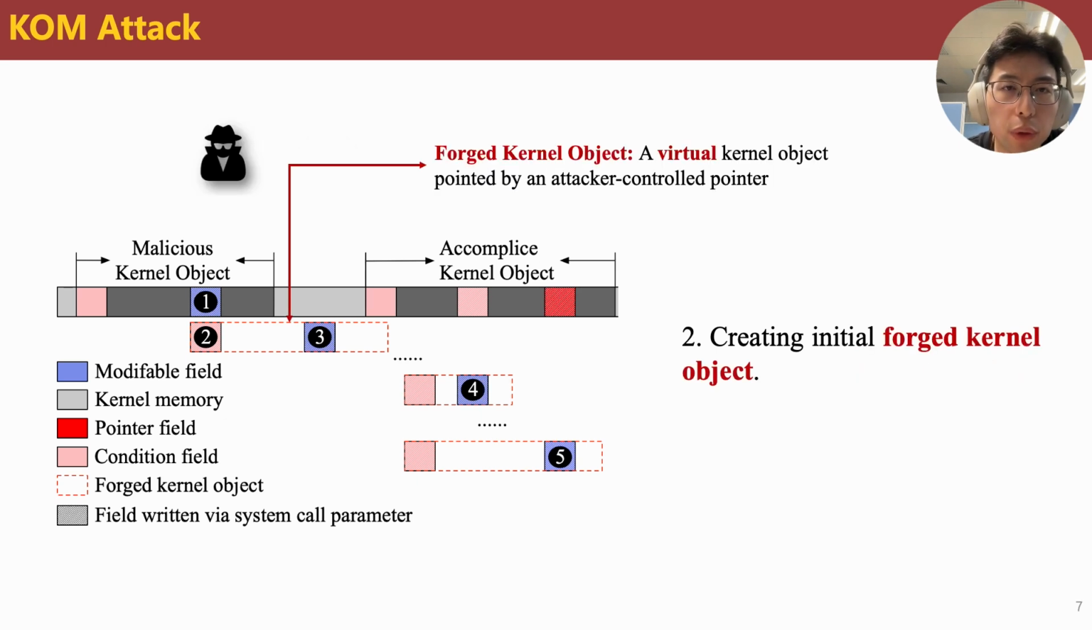Next, we aim to create the initial forged kernel object. To achieve this, we invoke a system call to modify a modifiable field of the malicious kernel object, setting it to a chosen kernel object type ID. We also fabricate a pointer that points to the selected type ID, thus creating a forged kernel object referred to by this pointer. This forged kernel object, which has a valid type ID, will contain at least one modifiable field.